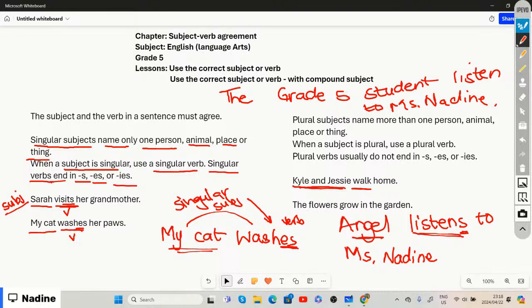When we say grade 5 students, that refers to more than one, right? It's plural. So this is a plural sentence. And the grade 5 students, they listen. As you can see, listen has no s at the end. But as soon as we refer to one person, then we say that one person listens, right?